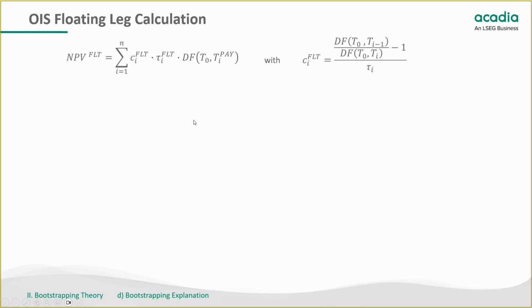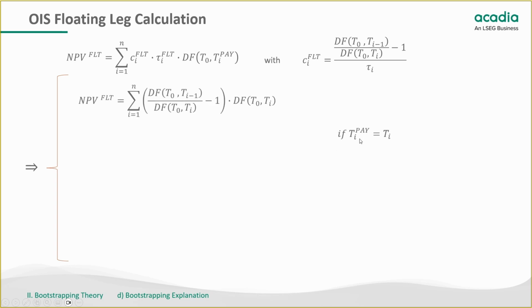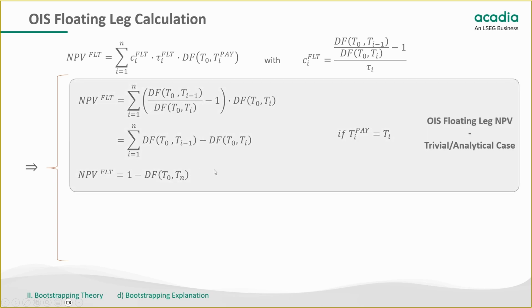Now, we have two cases. The first case, the trivial case, let's say, and probably the one you see most often in literature, is when there's no payment lag. So both Ti and Ti pay are equal. In that case, we do a simple replacement from which we can obtain this expression, and given that all terms cancel all previous terms in this expression, except for the first and the last one, and given that the discount factor at t0 is 1, we obtain this very simple expression.